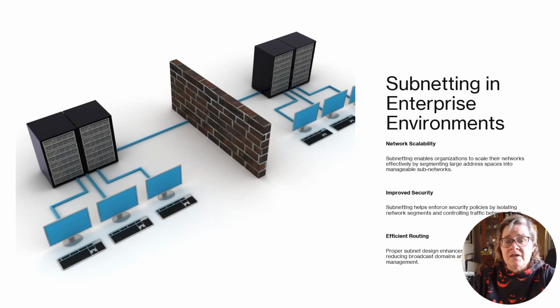Large organizations require careful subnetting planning to manage complex networks, ensuring scalability, security, and efficient routing within their infrastructures. Okay? And you can see a firewall here. You certainly would have firewalls between all of this stuff, and you'd have routers and switches and stuff like that. You'd have to. Okay, that's sort of how you do that.